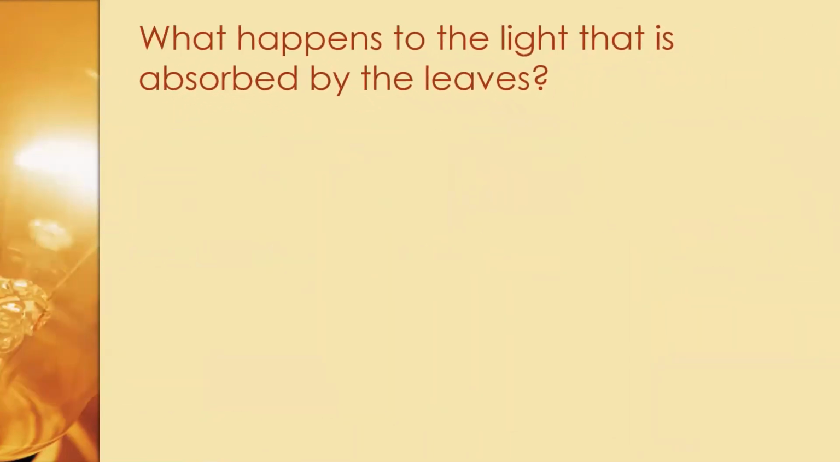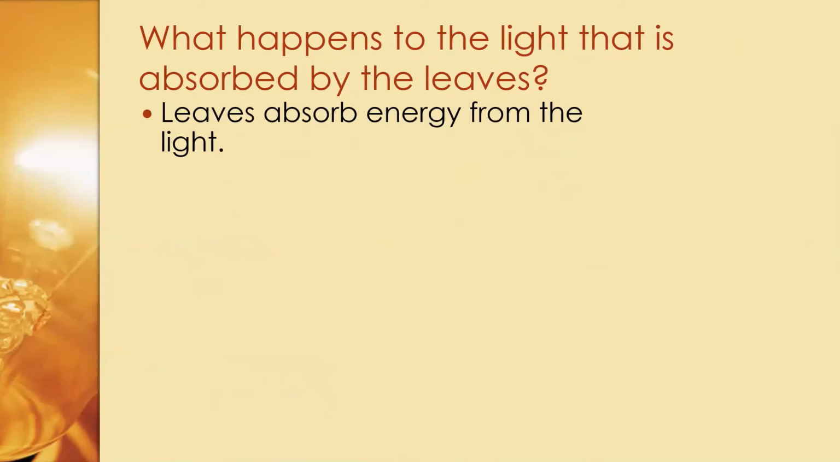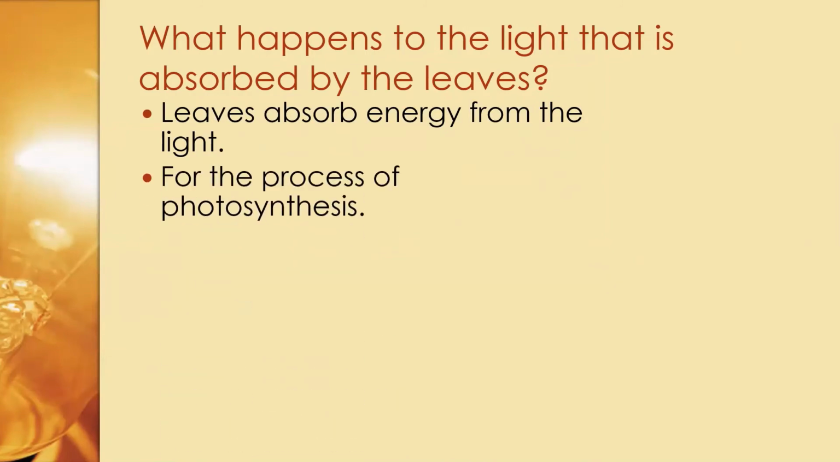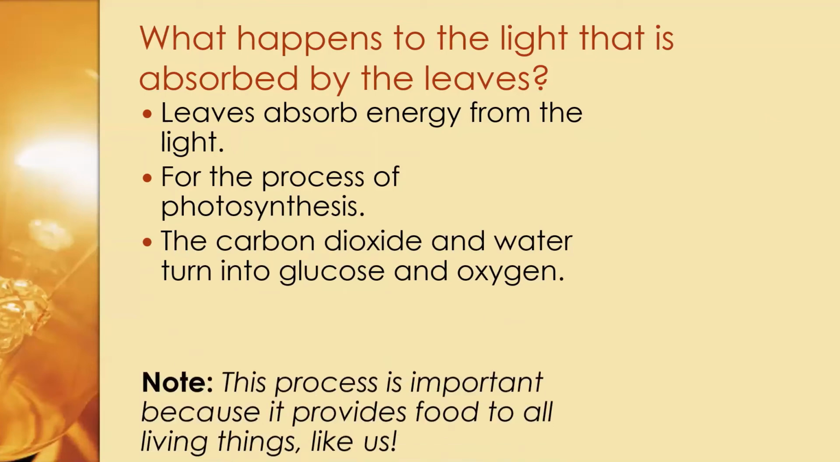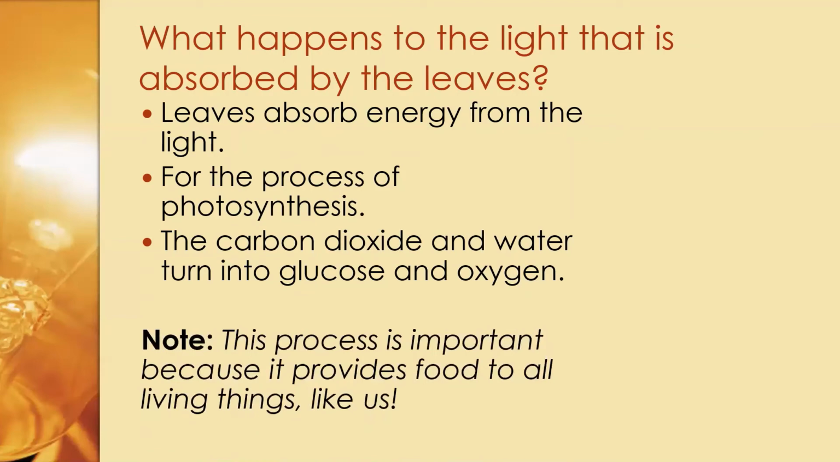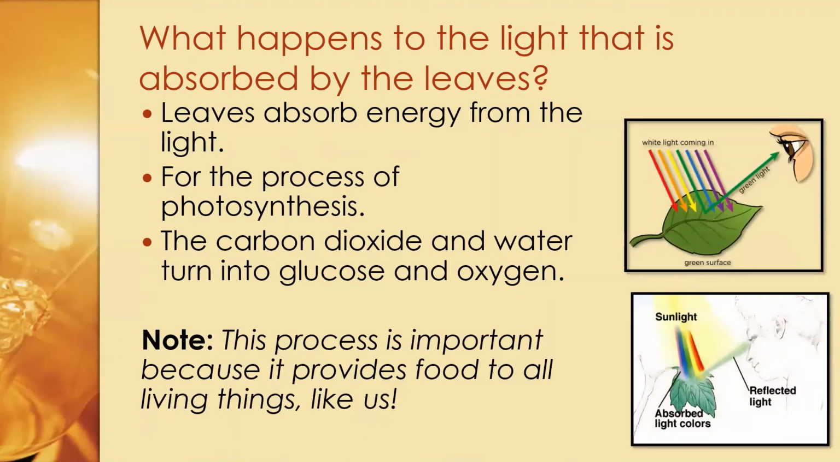What happens to the light that is absorbed by the leaves? Leaves absorb energy from the light for the process of photosynthesis, and the carbon dioxide and water turn into glucose and oxygen. Note, this process is important because it provides food to all living things like us.